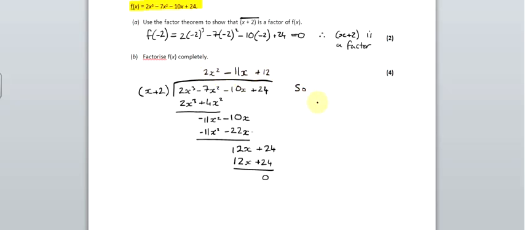So we have x plus 2, and then 2x squared minus 11x plus 12. And we've got some of these 4 marks already. Just to get all of them, we have to factorize the quadratic as well. So I'm just going to do that now, and that's going to be 2x there, and that's going to be x. I've got several choices for 12.